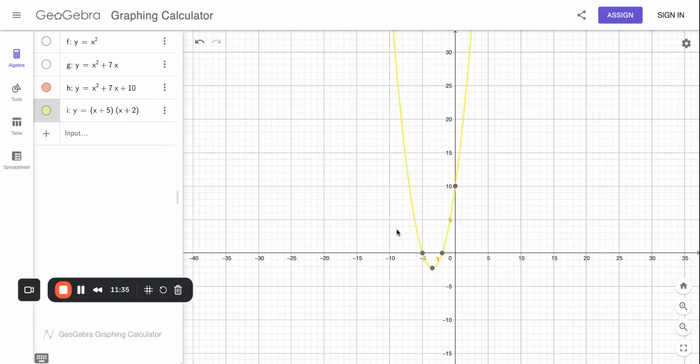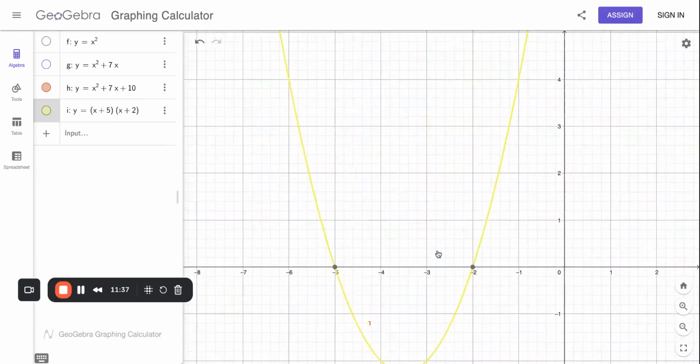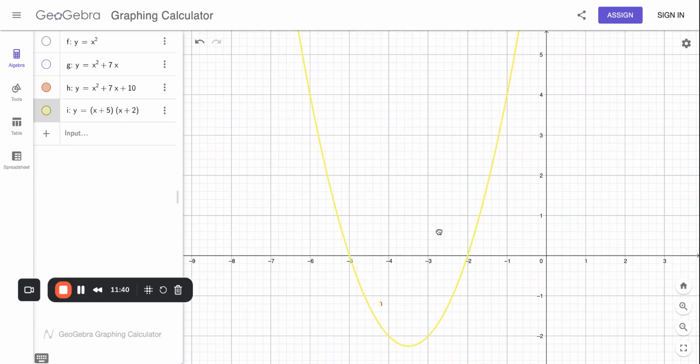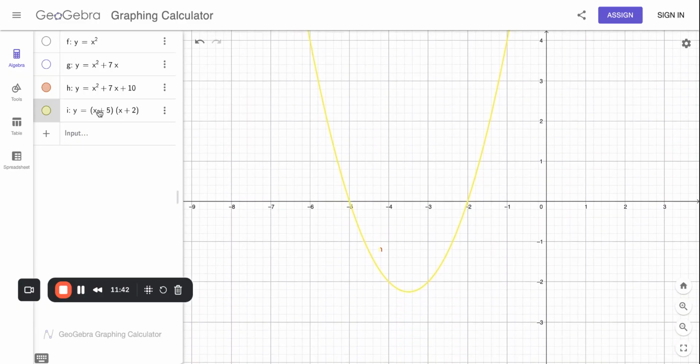But what do you notice? Let me zoom in a bit if I can. Let us zoom in. What does this form tell us? Well, this form tells us the solutions of the graph.